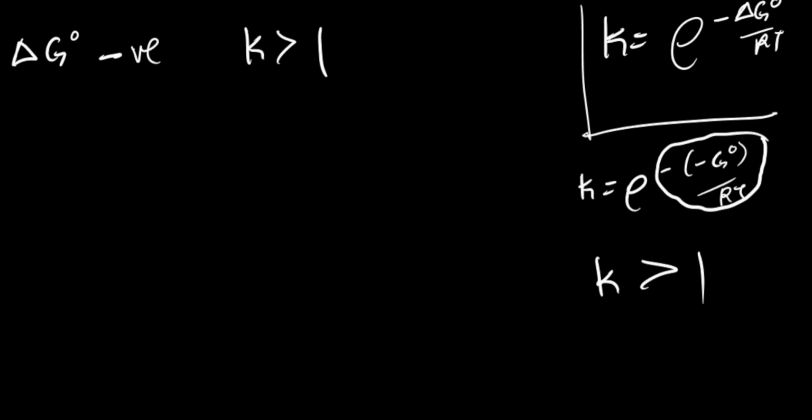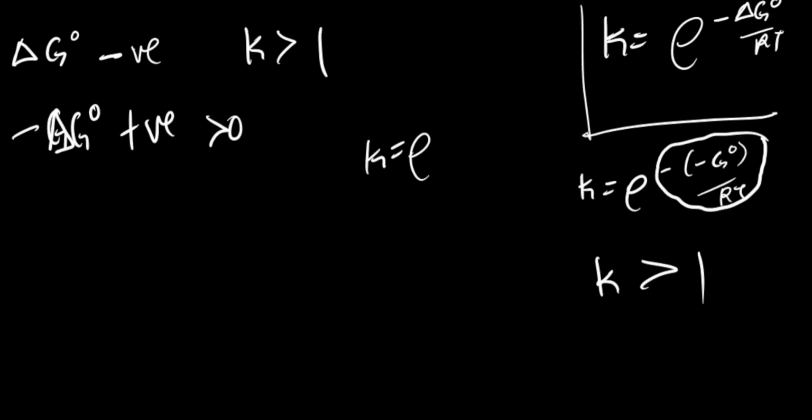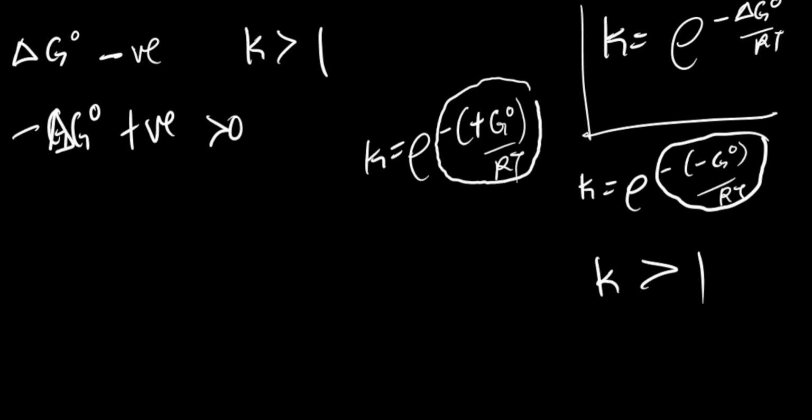Now, in a case where delta G naught is positive, in other words, when it is greater than 0, we would have K equals e to the negative positive delta G naught divided by RT. The exponent would be negative, and being a negative exponent, it means that our value for K would be less than 1. And this means that such a reaction favors the formation of reactants rather than the formation of products.